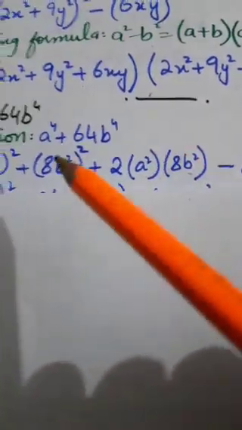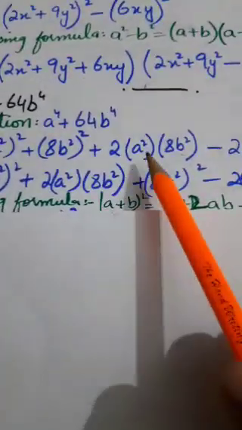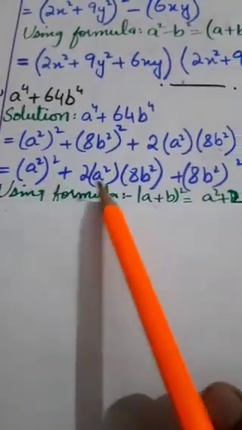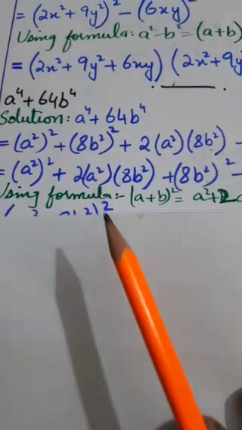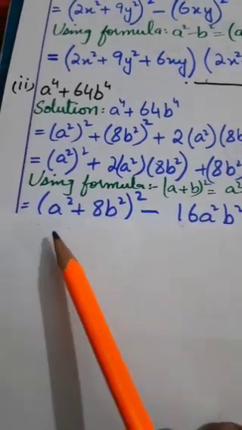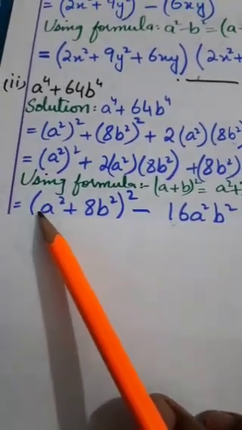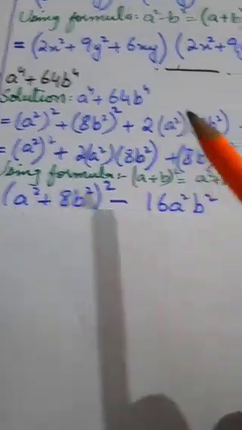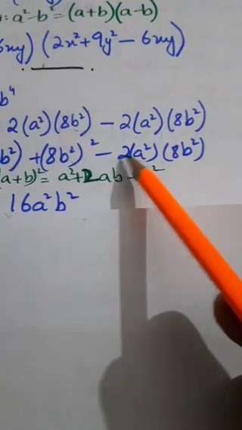So the addition will be shifted in the middle to complete the square. So it is completing a square plus 2ab plus b square. So girls, we are able to use the formula and it becomes (a plus b) whole square. So it is (a square plus 8b square) whole square. And on the next one, the subtraction one is left.